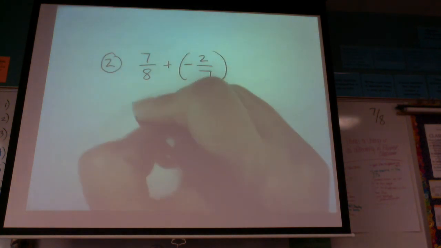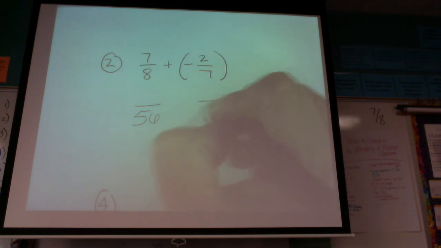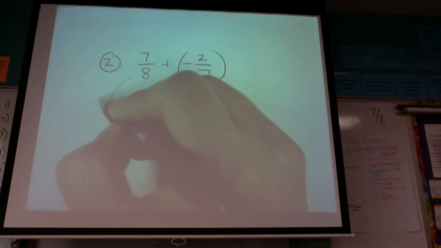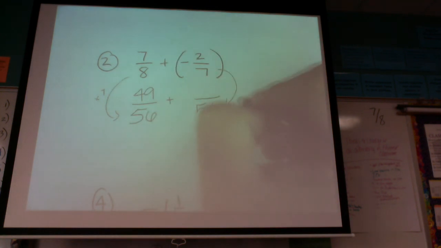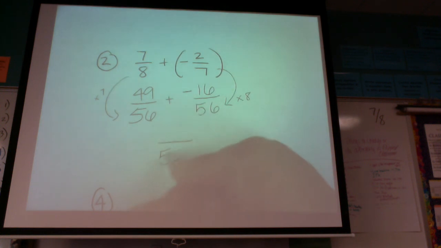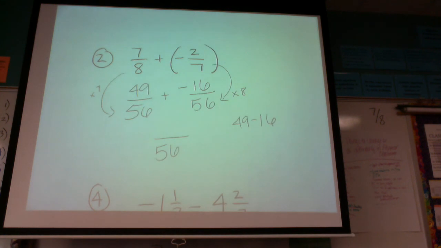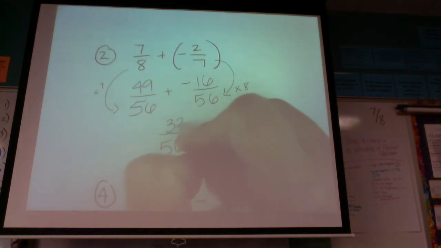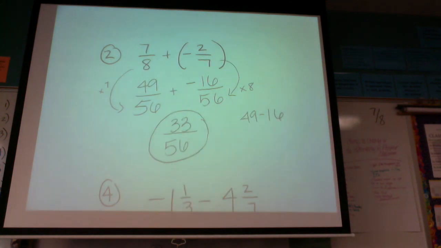All right, common denominator, let's do 56. 7 times 8 is 56. That's going to be times 7, so got to do the same thing here. That's 49. This is times 8, same thing up top. That's going to be negative 16. So my denominator is going to be 56, and what's 49 minus 16? That's what we need to be thinking about. That's going to be 33. And that can't be simplified any further, so that's just going to be your answer.